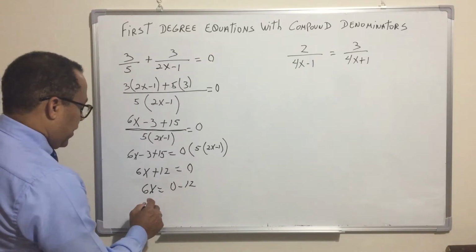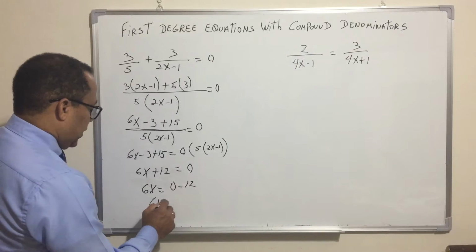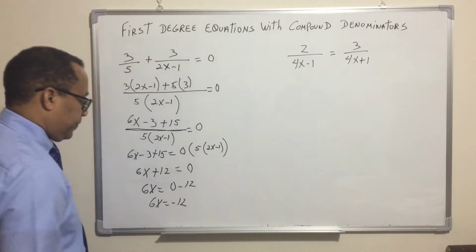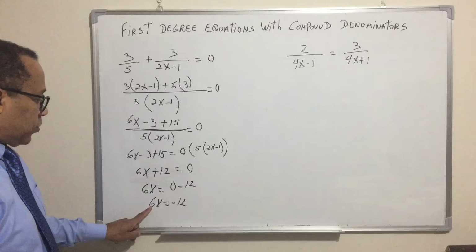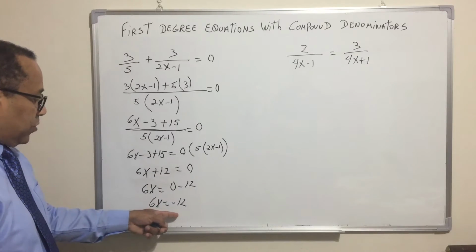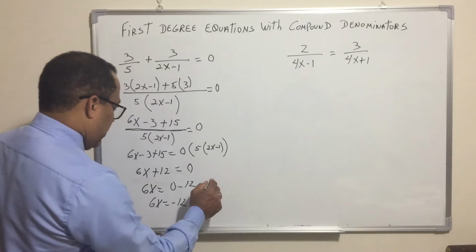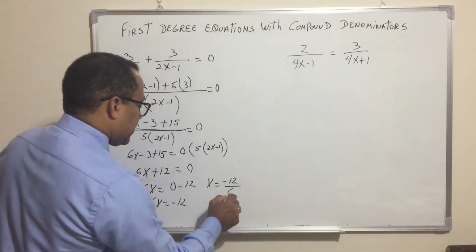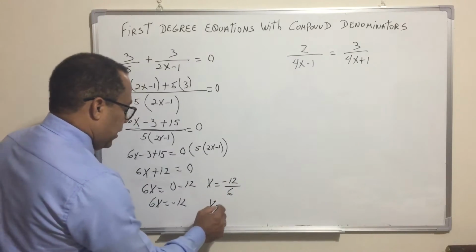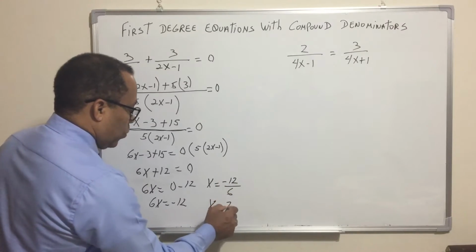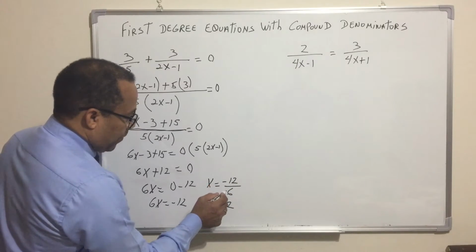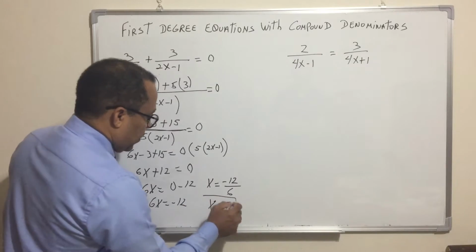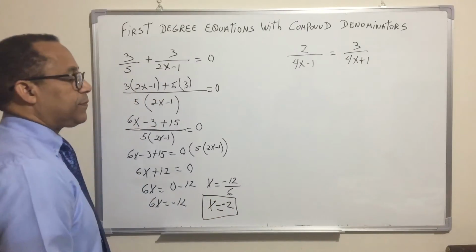Then we have 6x equals negative 12. The 6 is multiplying. It goes dividing to the other side, and the result will be x equals negative 12 divided by 6. X equals 12 divided by 6, 2. Negative divided by positive, negative. Result, negative 2.